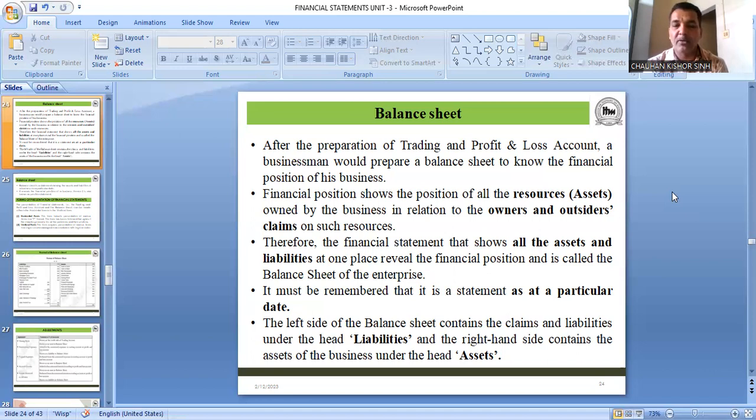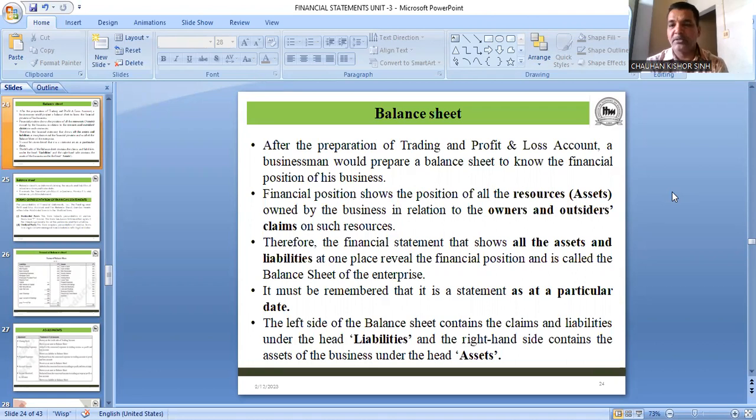Amount given by the owner, that is the capital, is the internal liability. And all the amount borrowed from the outsider by business is external liability. Say, for example, my business, Messrs. Kishore, that is the name of the business. Suppose this business has taken a bank loan from the Bank of Baroda. Suppose it has taken a bank loan of 10 lakh rupees, then that is the outsider liability, external liability. And I have invested 50 lakh rupees in my business. So that is internal liability. So capital given by the owner is the internal liability. And amount borrowed from the outsider, like from the debenture holder, from the bank, from the relatives, from the friends, that is the external liability. Both internal and external liability is recorded in the balance sheet liability side.